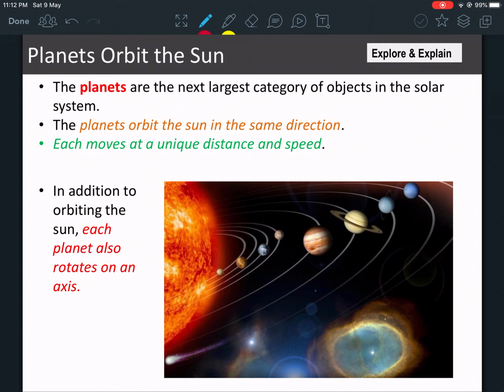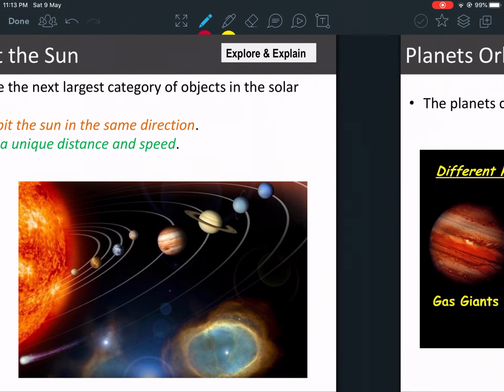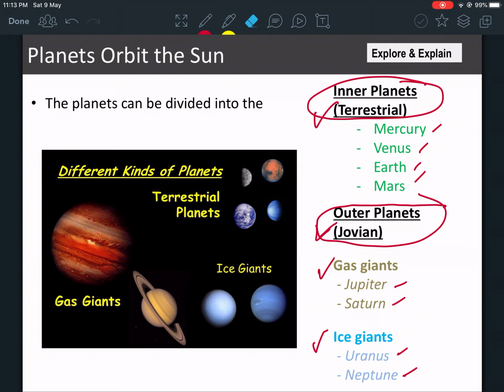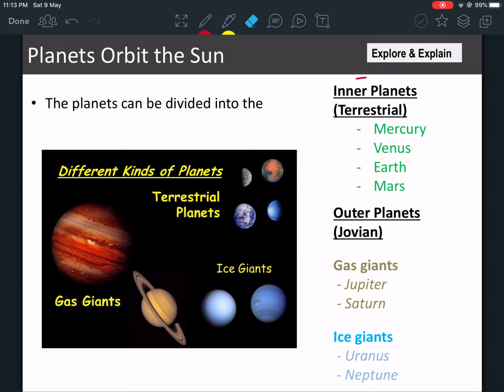In addition to revolving around the sun, each planet rotates around itself. As we learned before about the Earth, it rotates around its axis and then revolves around the sun. And they move at different distances and different speeds. Okay, I'm sorry I'm going through this fast, but you already know all of this. It's just a revision. Okay, so we have two kinds of planets.